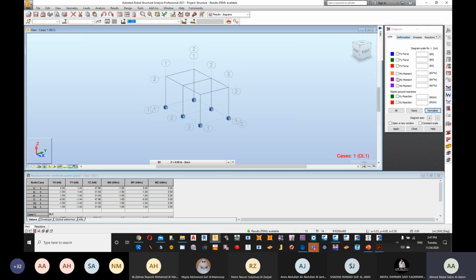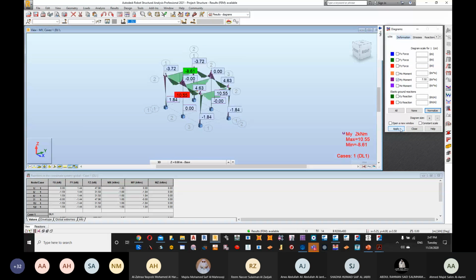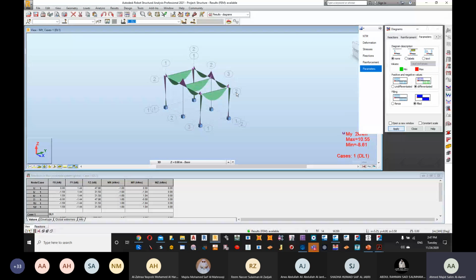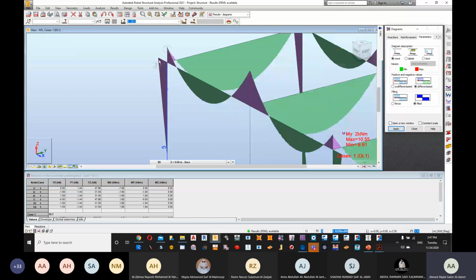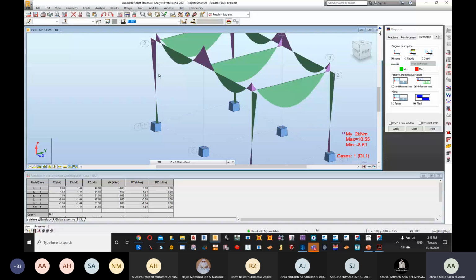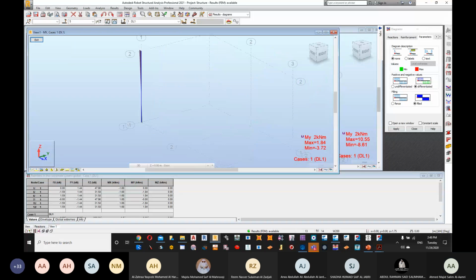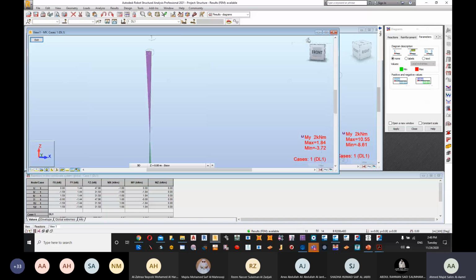diagrams. I'll switch on MY. Let me just try to remove the beams. Now you can see that we have moments. If we take, for example, this particular column, let us isolate it. Now, in how many directions can you see the moment? You can see that the moment is happening in only one direction, which is given here as MY only. There is nothing in the other direction.